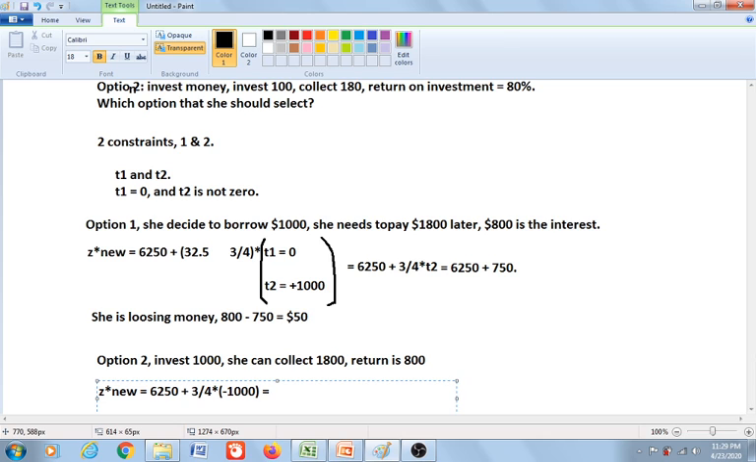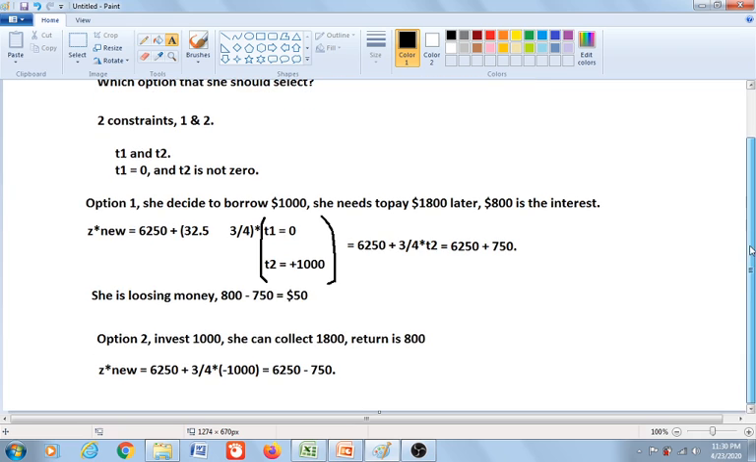Why is it minus 1,000? Because she invests money, so she is taking $1,000 from the $4,000. That means the money is flowing out. So that's why it has a negative value, minus 1,000. So this equals 6,250 minus 750. That means by choosing option number 2, the value of the objective function will decrease by 750.